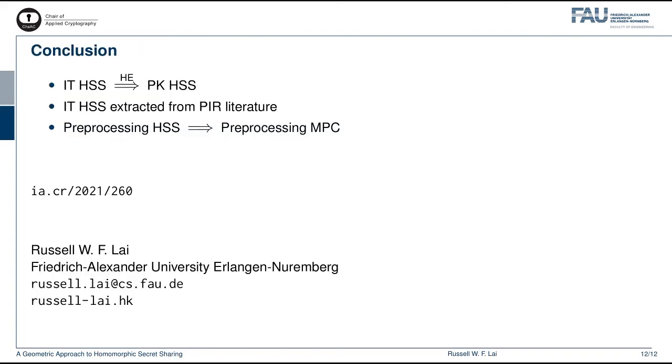To conclude, in this work we have presented 3 results. First, we have constructed a generic compiler based on homomorphic encryption, compiling IT HSS schemes to public key HSS schemes for polynomials. Second, we have extracted IT HSS schemes from existing PIR literature. And finally, we show how preprocessing HSS can be used to construct preprocessing MPC.